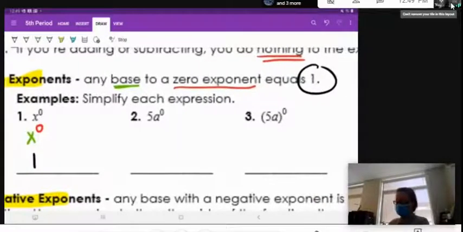Example 2 is a little trickier though, because we do have a base and an exponent, but notice the 5 out front. The 5 out front is not part of the base. Remember, the exponent affects only what it's directly touching. So A is the base, but 5 is not. So for this one, A to the 0 becomes 1, but we still also have this 5 here that isn't part of the exponent expression. So our answer becomes 5 times 1, which is 5.